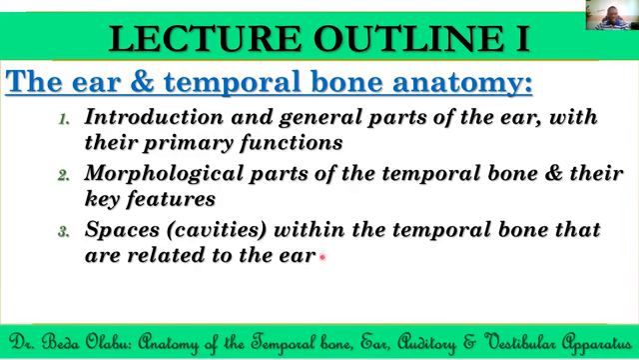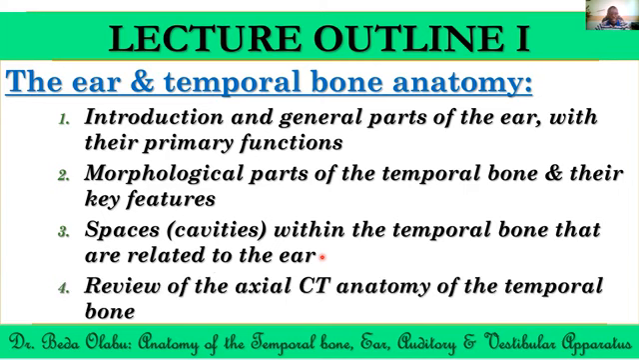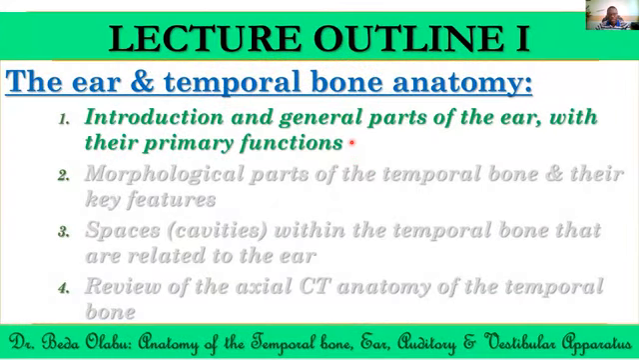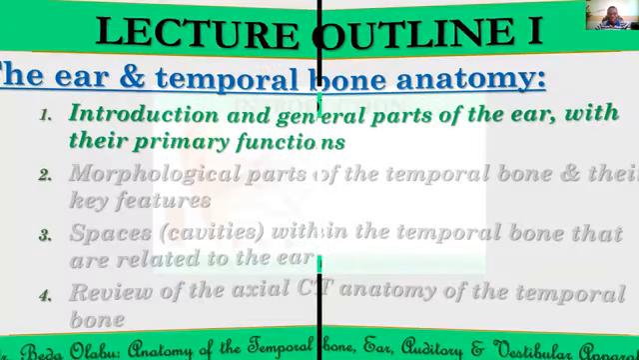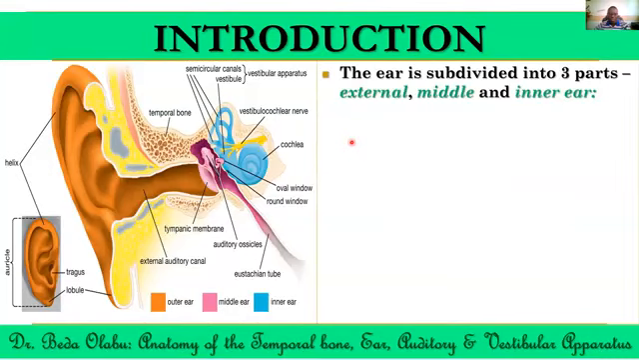Importantly, also, we are going to look at the various spaces or cavities which are present within the temporal bone, which are related to the ear as a function of hearing and equilibrium. Lastly, we'll take some time also to look at how the temporal bone looks from a CT scan point of view, and we'll look at an axial CT scan of the temporal bone. Let's start with the first agenda, some introductory concepts about the ear and temporal bone.